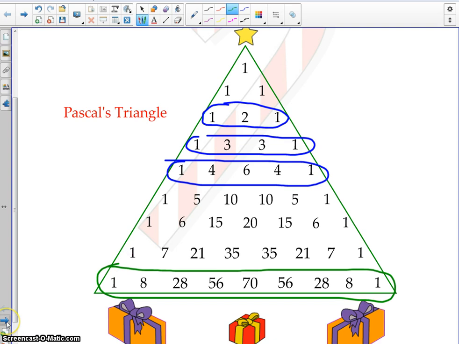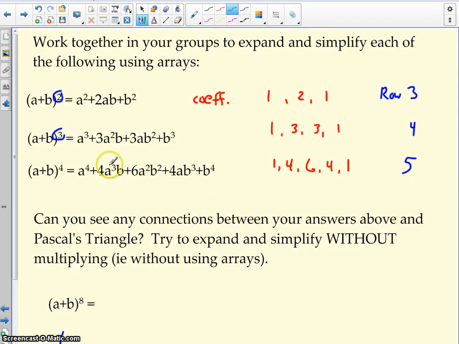Okay, what else do you notice? Well, hopefully we notice that if you look at the number of terms in total here, we have 1, 2, 3, 4, 5 terms for (a + b) to the 4th.